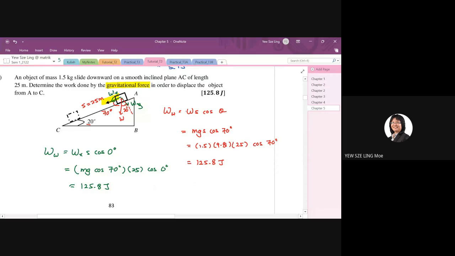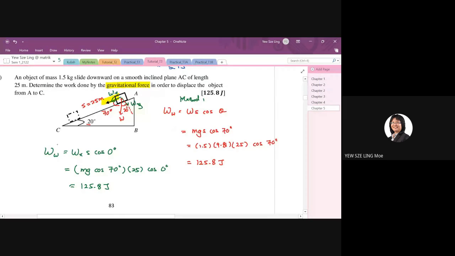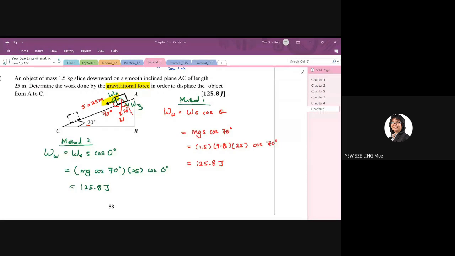So you have two methods, method 1 and then method 2. Both of them are correct. So again, I give you 1 minute to tidy it up, to write out the answer. This is a very simple question.